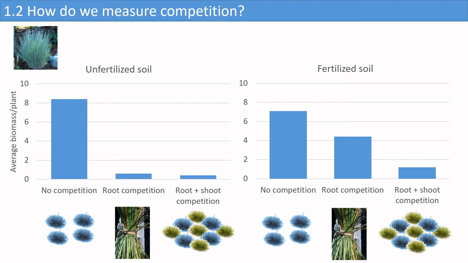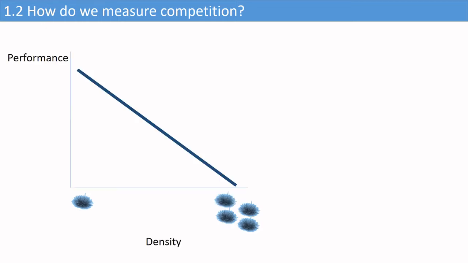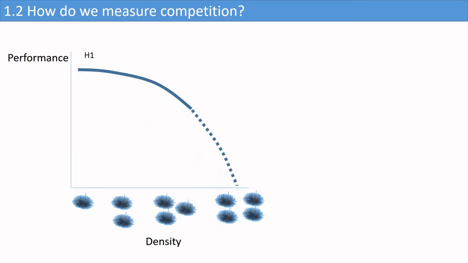So far we have seen that we measure competition where we have one treatment without any competition, another treatment with high plant density, and if there is a negative relationship, voila, there is competition. But actually, the relationship between plant density and performance is not always linear. It can also be non-linear. So this is also important because it means that if you don't choose the right density for your experiment, you will not be able to detect competition.